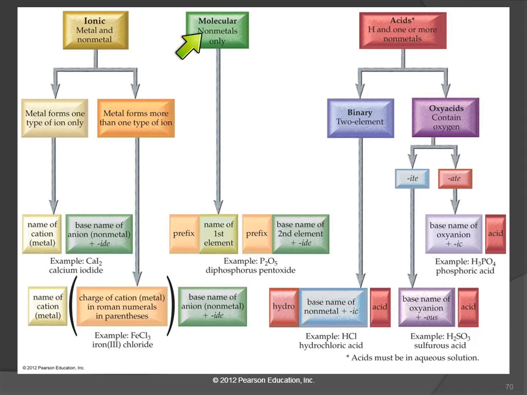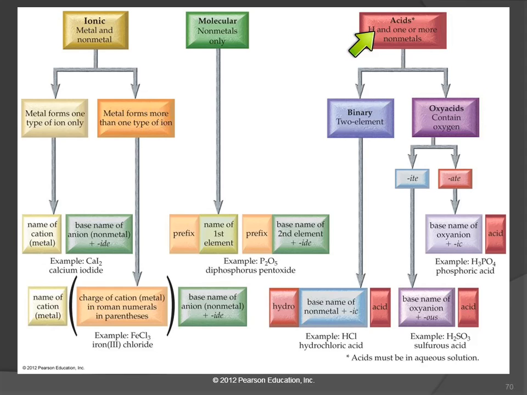Then we talked about the molecular compounds, only nonmetals. And this is where we use numerical prefixes to tell how many of each element. So the example P2O5, P2 is diphosphorus and pentaoxide. So diphosphorus pentoxide, I've heard it both ways.